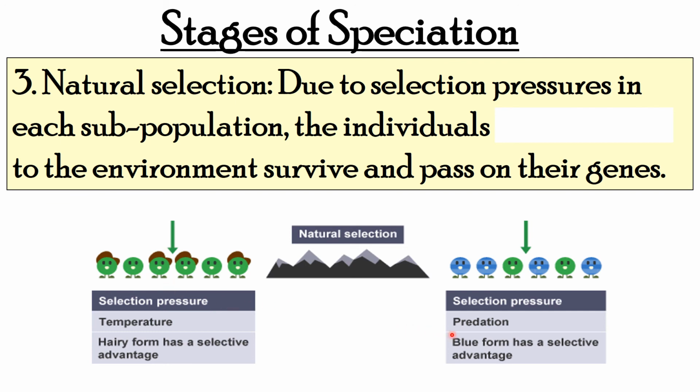On the other side, predation, the blue form has a selective advantage for whatever reason. They are less likely to be, maybe it'll scare their predators or whatever. They're more likely to survive, so they suddenly start taking over. That allele becomes dominant, and you can see they're beginning to look different from the original species. So the individuals best adapted to the environment survive and pass on their genes.